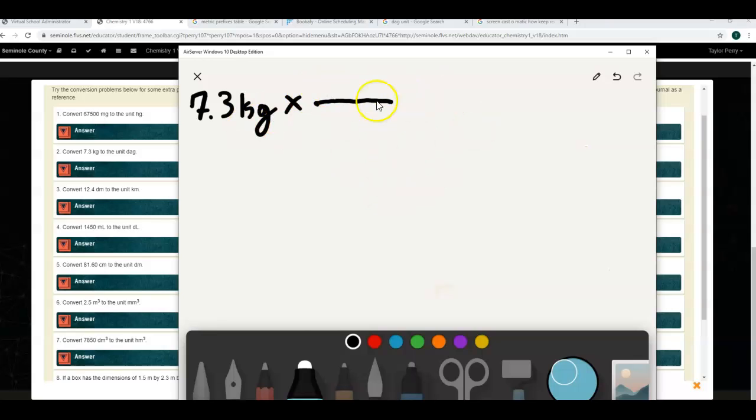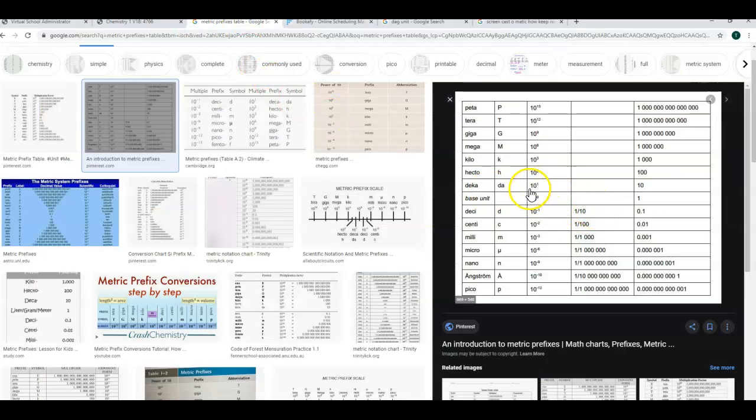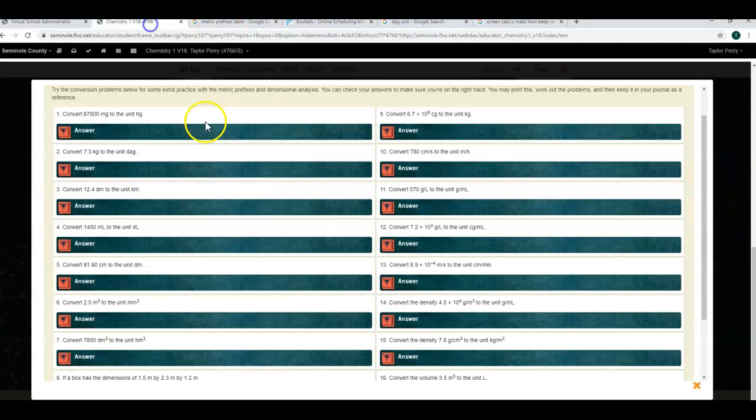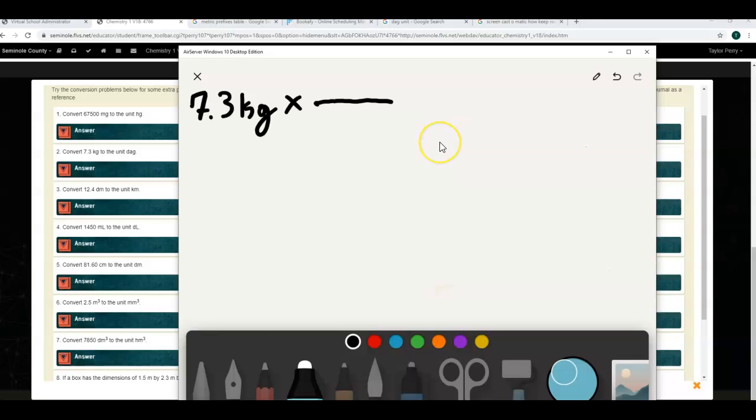Now I've got to figure out what my conversion factor actually looks like. So let's go back to our metric prefixes table. The first step is to convert kilograms into grams. According to this table, and remember what these numbers mean, there are 1,000 grams in a single kilogram. So I've got to figure out where those numbers go. Does my 1,000 grams go on the top or the bottom? Does my 1 kilogram go on the top or the bottom?